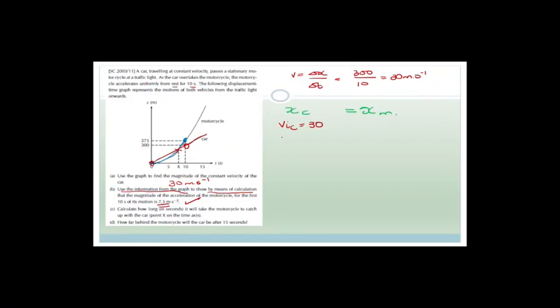We know the time for both of these is 10 seconds, because it says the car overtakes the motorcycle, which accelerates uniformly from rest for 10 seconds, okay? We want to know how long. So we're actually trying to work out how long, okay?